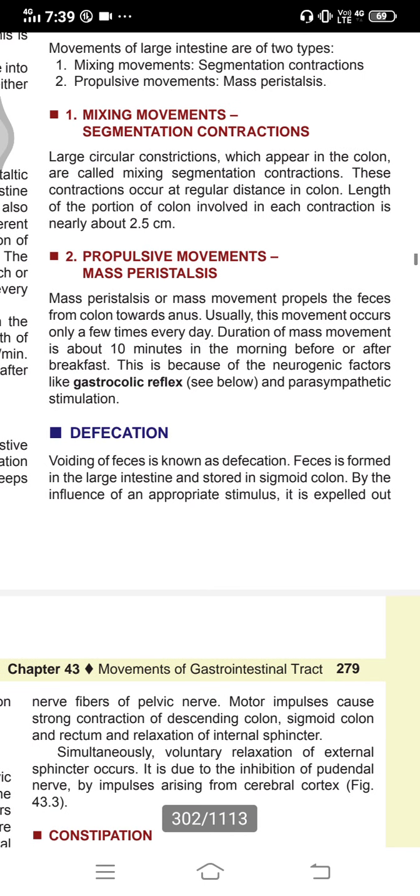Propulsive movements, or mass peristalsis, move the feces from the colon towards the anus, and usually this movement occurs only a few times every day. Duration of mass movement is about 10 minutes in the morning before or after breakfast. This is because of neurogenic factors like the gastrocolic reflex, which is discussed below, and the parasympathetic stimulation.